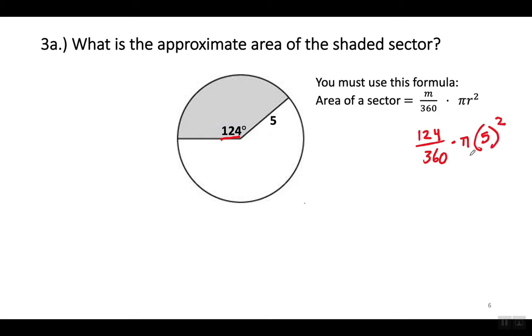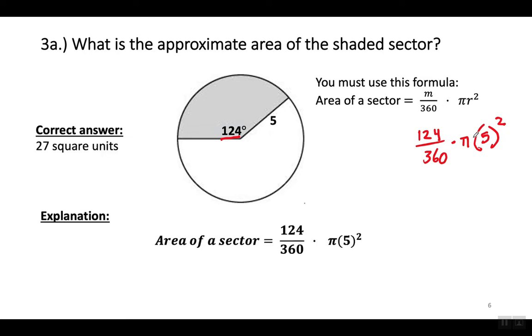Okay, now when you work that out in a calculator and substitute 3.14 for pi, your answer is going to be 27 square units. So in your calculator you would do 25 times 3.14 times 124 equals, divided by 360 equals, and when you round it, you'll get 27 square units.